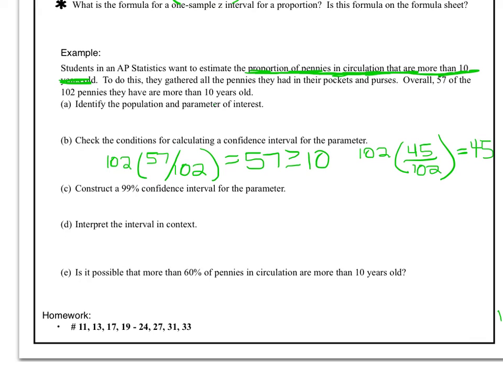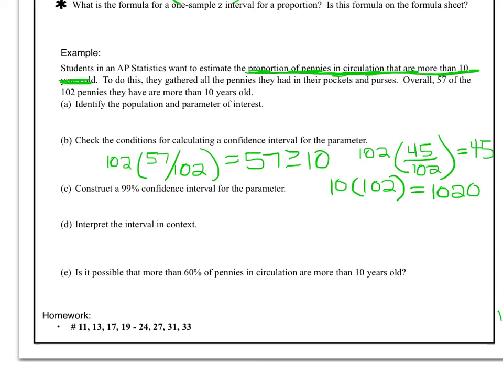Okay, they are sampling without replacement. But here we can say that because their population is the proportion of all pennies in circulation, that there are more than 1,020 pennies in circulation. Because 10 times 102 is just 1,020. There are more pennies than that in circulation, so we can say it's independent.